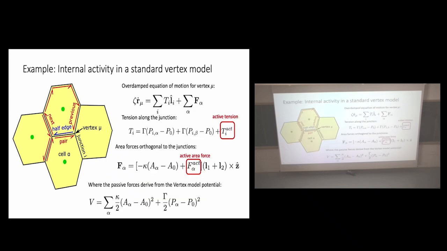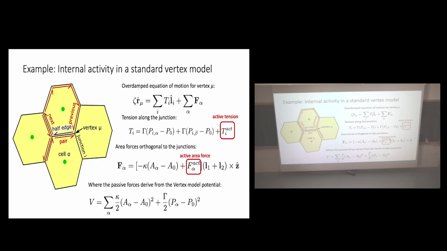So once you have stuff like this, you need to write down equations of motion. I've done this for you here, still overdamped dynamics with tension. For every vertex, you have a tension along each of the junctions, the directions of the junctions, and you have forces which come from the areas. This is a long annoying calculation, but these tensions are given by pieces here, gamma (P minus P0), which come from the vertex model, but there should be an active term here. There should be explicit active tension. Similarly, these area forces are inward, coming from the area terms, kappa (A minus A0), but they could have active components in them as well. I should say both these terms come from the gradients of the vertex model.